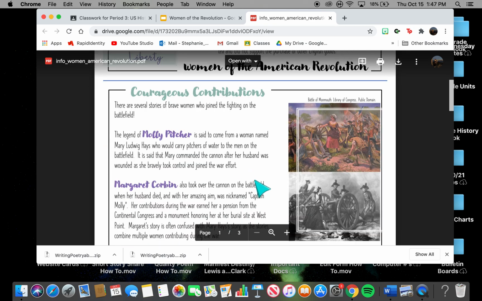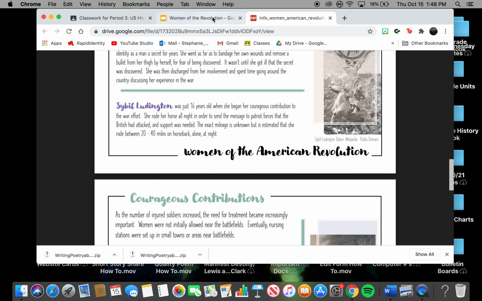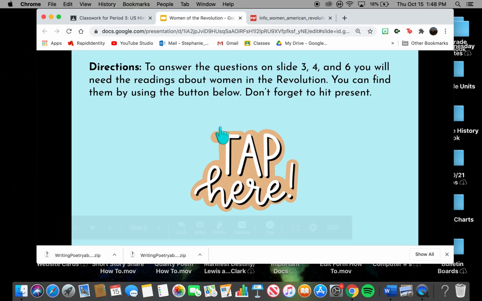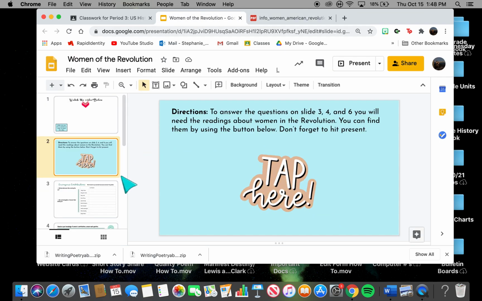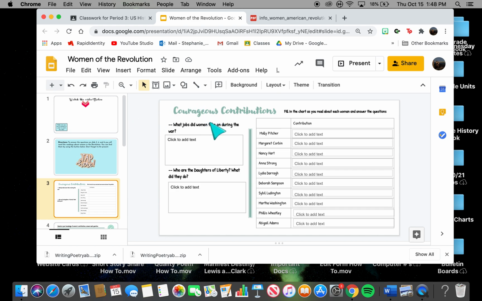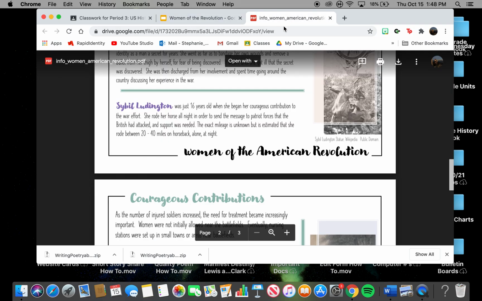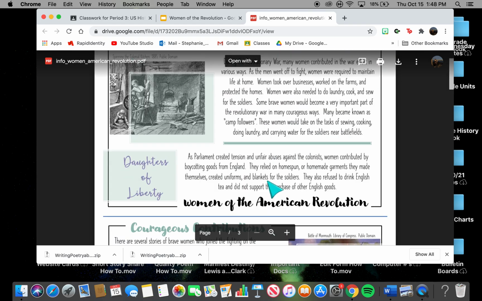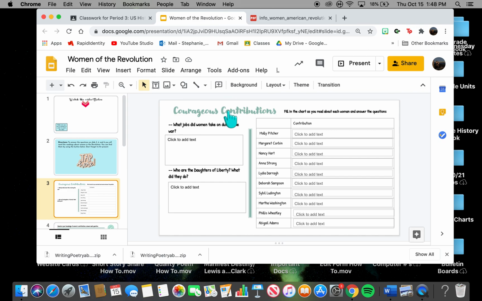So my advice to you is to keep it in another tab, or do side by side on your iPad so you can see it on both sides. You can see the reading on one side and the questions on the other. So if I go back to this assignment and then I exit out, the first slide is going to ask me 2 questions, and then it's going to have me fill in this chart. So the first question is, what jobs did the women take on during the war? You're going to find those answers within this reading. So it's really important that you read this reading because it's going to give you the answer to that.